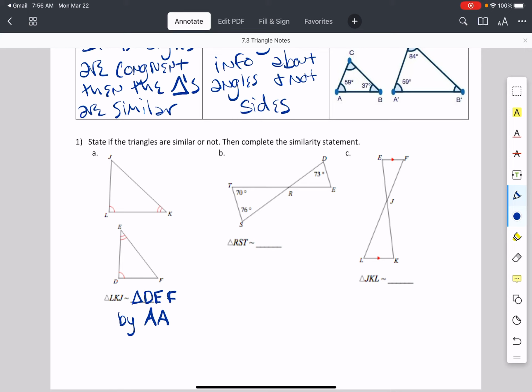Okay, let's look at this one. Are there any congruent angles in B? There's 1 pair. You guys remember what these are called? I heard it. Vertical angles. But that's only 1 pair, right? Do you guys see that? So these ones are not similar. There's only 1 pair of congruent angles, and I need at least 2.